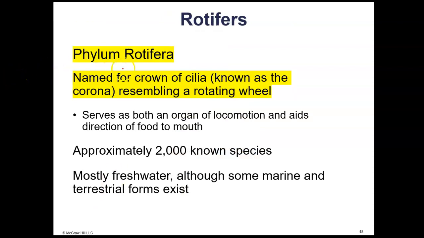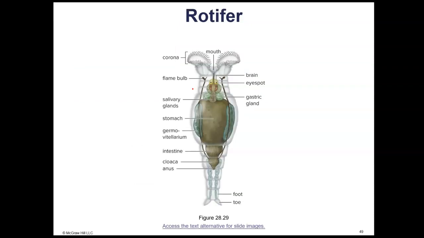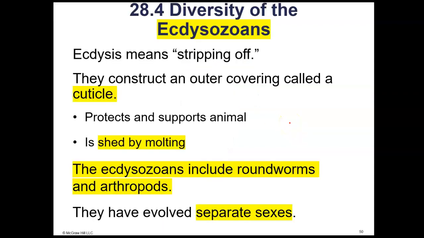Rotifers are the phylum Rotifera. These are the ones that are microscopic. They're named for a crown of cilia that rotates in their head region. It's like a rotating wheel in their head region. And here's a picture of one. These are really cool to Google also, videos of them. But it does have a head region. And then we're going to move on in our next video and talk about the ecdysozoans. These are the ones that have a cuticle that they shed. And it's going to include the roundworms and the arthropods.